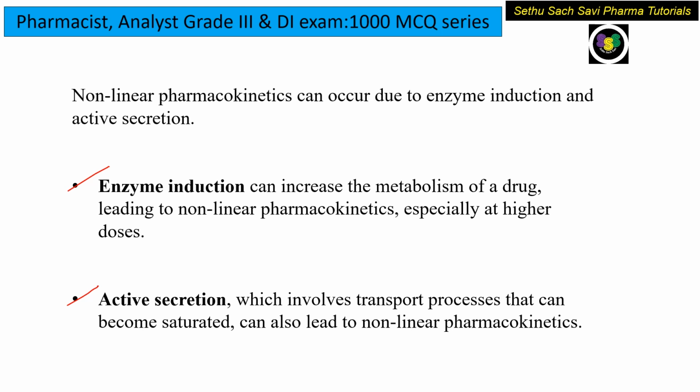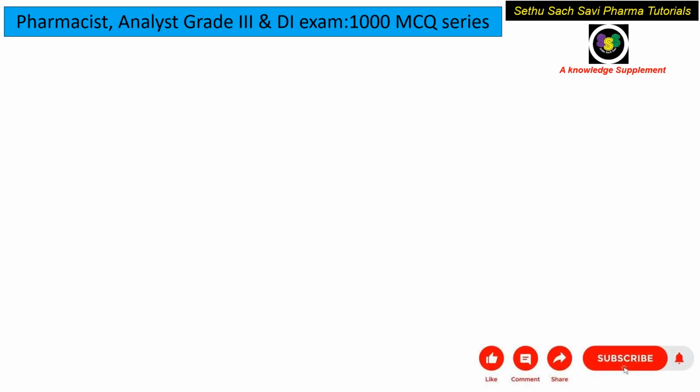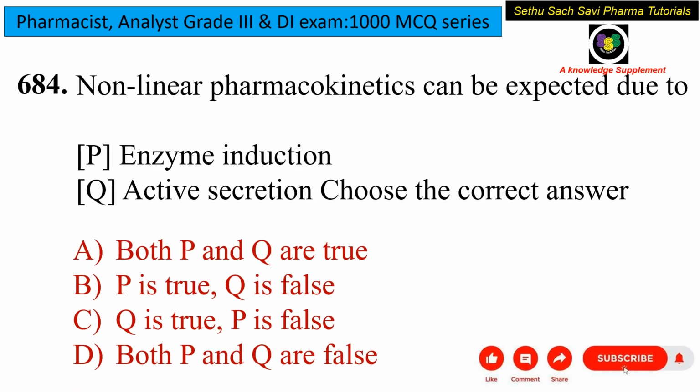In enzyme induction, what happens is that there can be an increase in the metabolism of the drug. This can lead to non-linear pharmacokinetics. Now coming to active secretion, what will happen? When the transport is saturated, that is, when saturation of transport takes place, it can lead to non-linear pharmacokinetics. So the correct answer for this question will be both P and Q are true. In both conditions, enzyme induction and active secretion, it can lead to non-linear pharmacokinetics.